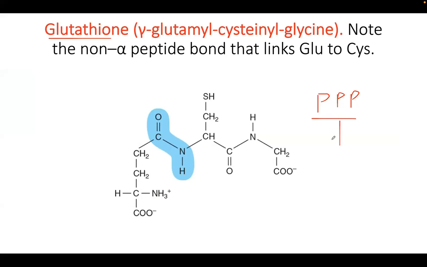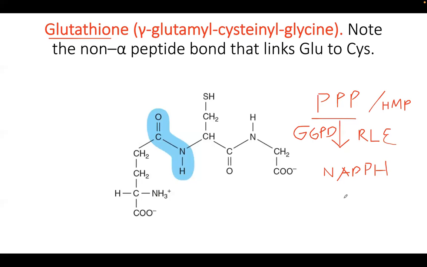Pentose phosphate pathway. What is the rate-limiting enzyme of the pentose phosphate pathway, also known as the hexose monophosphate shunt? It is glucose 6-phosphate dehydrogenase. Now, always remember the pentose phosphate pathway will yield NADPH.